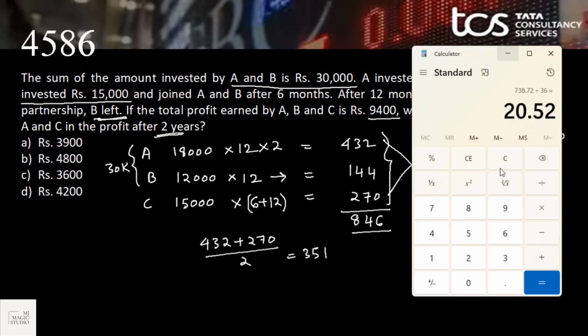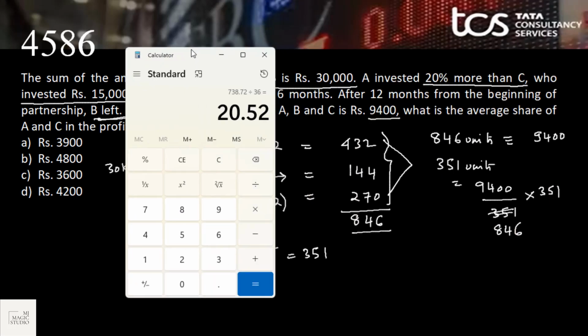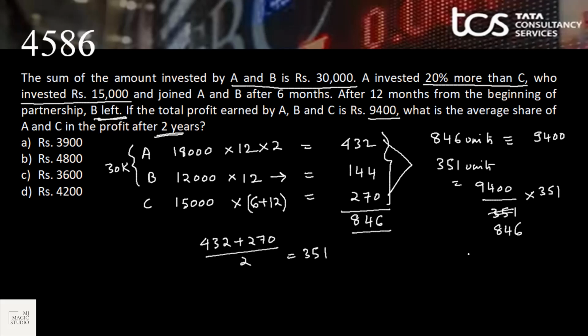846. Now we have our calculator, let's use it. 9400 into 351 divided by 846 is 3900. The average share or average profit of A and C after 2 years is 3900. That is in option A.